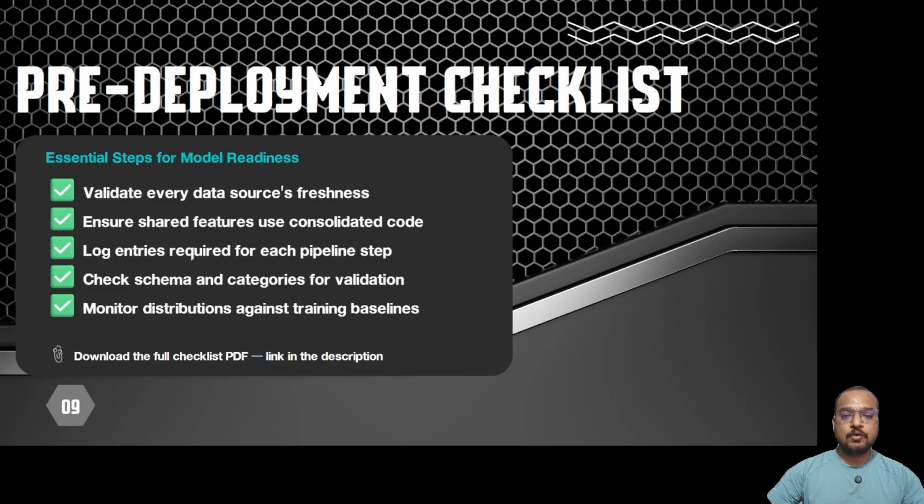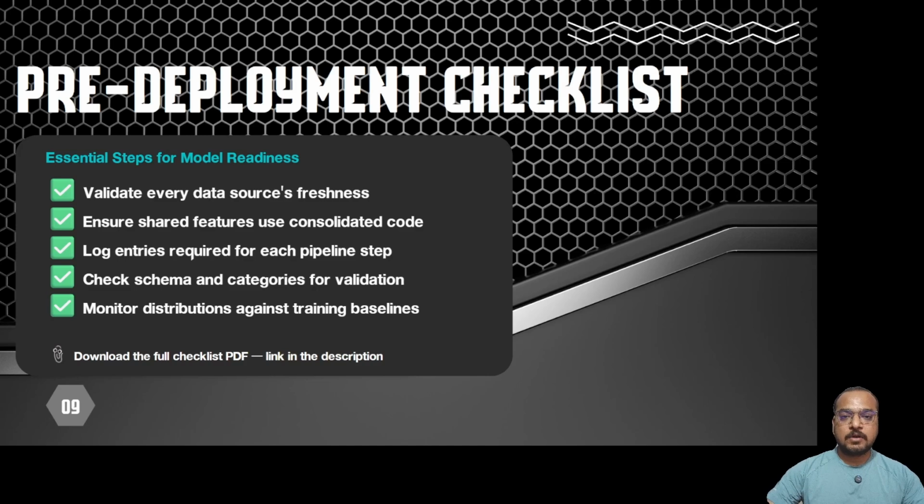Before your next model goes live, run through these five checks, one for each failure mode we have covered. First is data freshness. Does every external data source have a freshness validation? If an API hasn't updated within its expected window, does your pipeline alert? Not crash, but an alert.